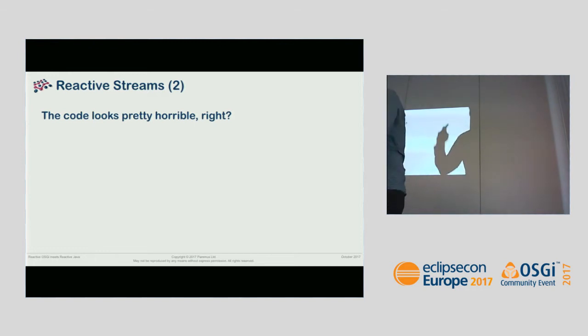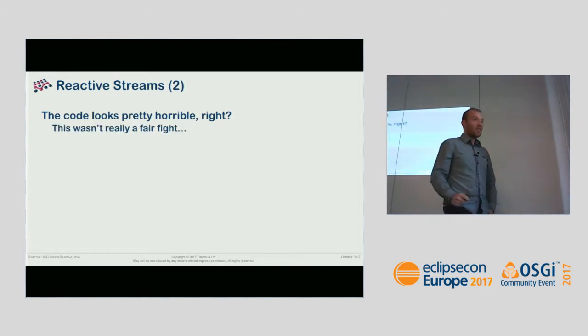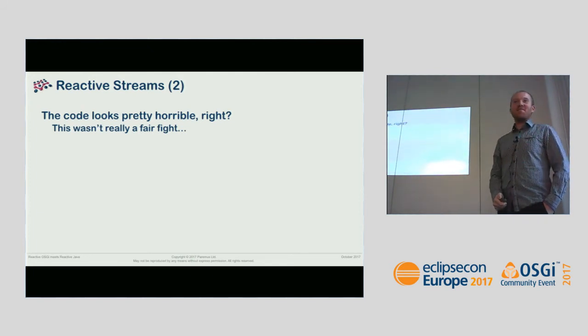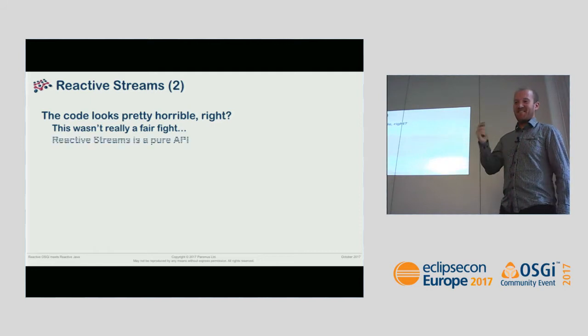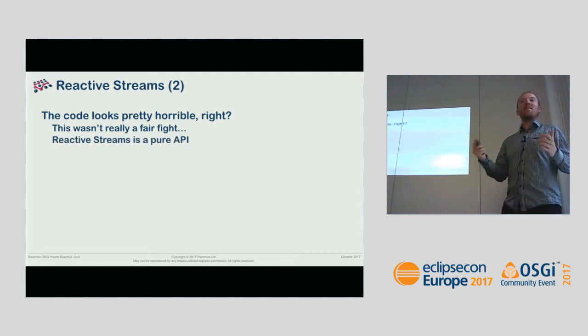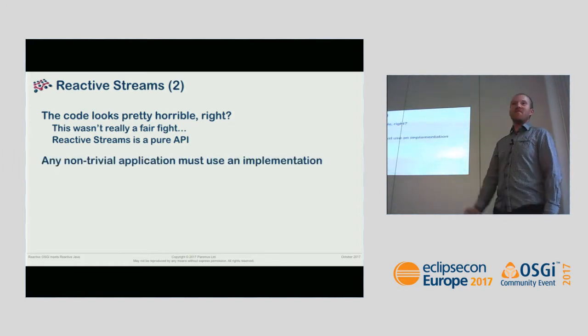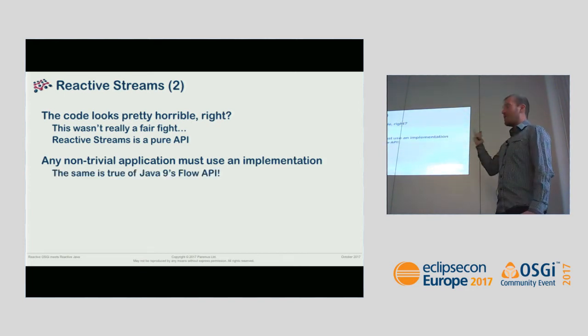Now, that looked really horrible, and it wasn't fair. As Christian said, this isn't what you should be doing, right? Don't do this. Reactive Streams is a pure API. I said this before. It's not self-implementing. Any non-trivial application isn't using an API. It's using an actual implementation of the Reactive Streams stuff. And this is true of Java 9's Flow API as well, right? There isn't stuff in the VM that you can use. You have to get a library.